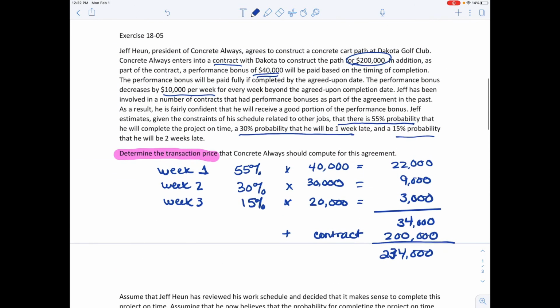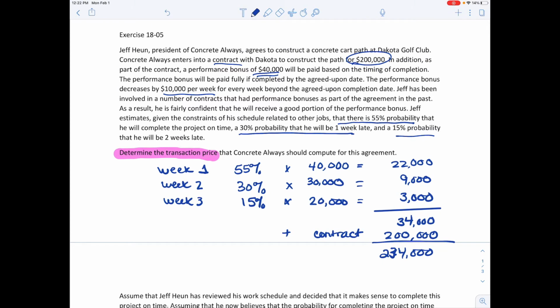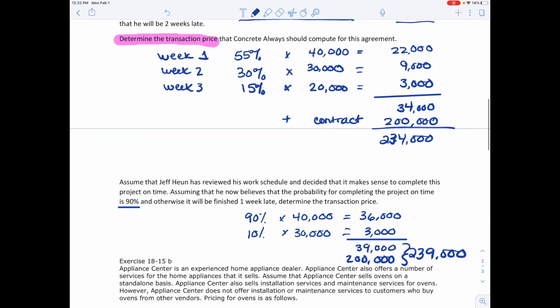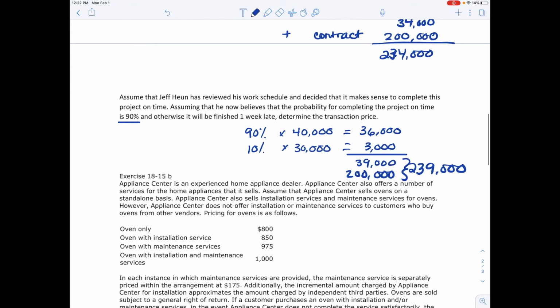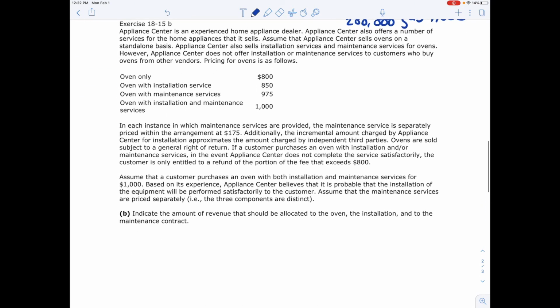So again, it's a lot of words in this problem. Find those pieces you need, pull them out, and try not to make it more complicated than it is. Again, this one, a lot of words. They're giving you a lot of information for a very simple problem. What they want you to do, indicate the amount of revenue that should be allocated to the oven, the installation, and the maintenance contract.